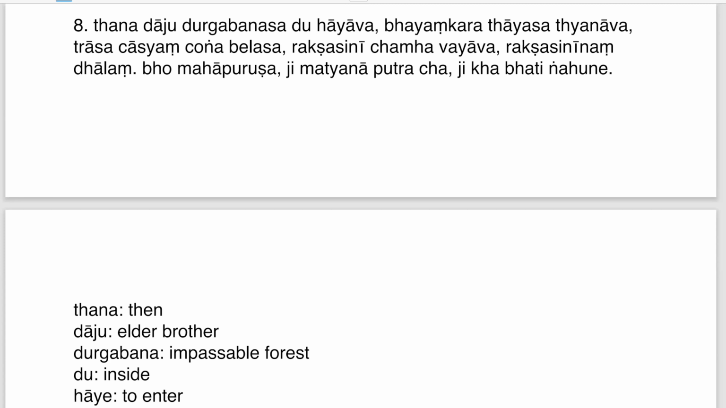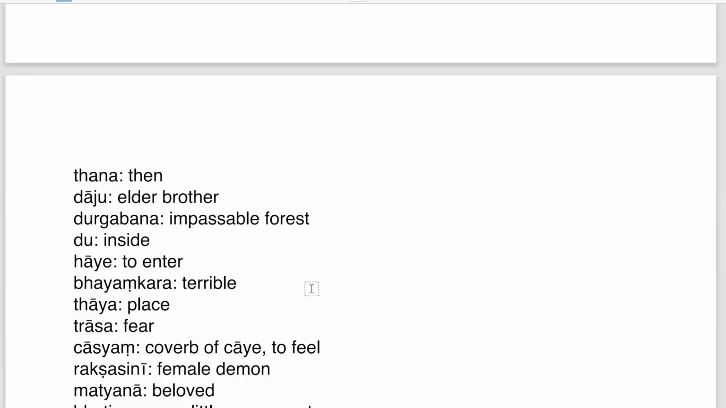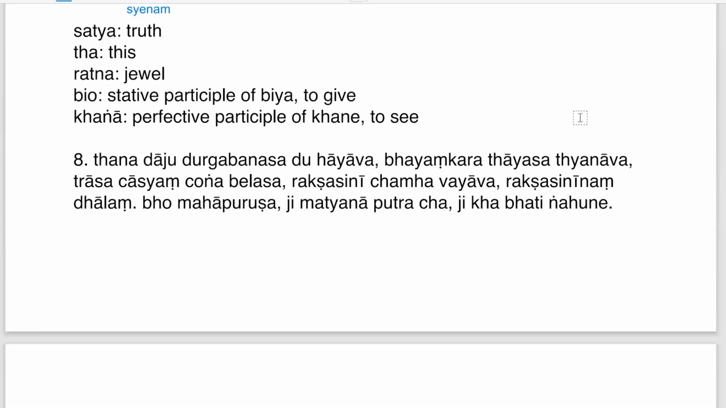And then, okay, first let's go over the glossary. So Payangara is terrible, Haya is place, Drasa is fear. So here, Payangara, terrible. So in this terrible place. And Tianao, arrive. Exactly. The antecedent converb of Tene, having arrived at.